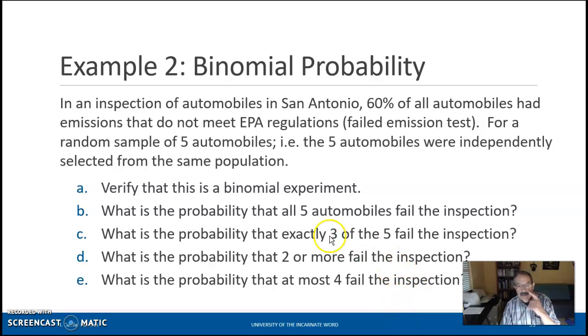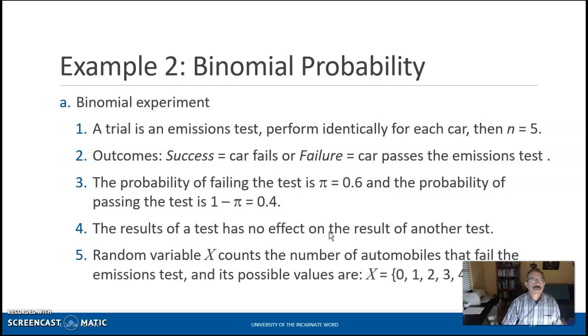All right, let's solve this problem. So the very first thing is to determine if this is a binomial experiment. Well, a trial is just an emissions test, and they're performed identically. So we can say that we have 5 identical trials. So that's the first condition. We have only 2 outcomes. Either the car fails or the car passes the emission test. So we have the second condition. The probability of failing the test is 0.6, which is a success. And the probability of passing the test is 1 minus pi, which is 0.4. That's the probability of failure.